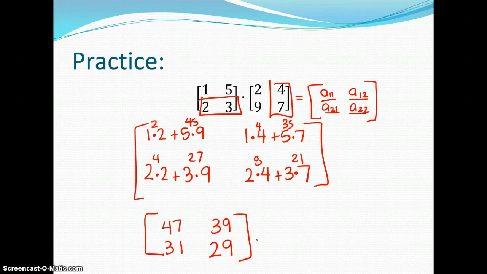So this is the basic idea of multiplying matrices. We'll continue on with this on Friday.